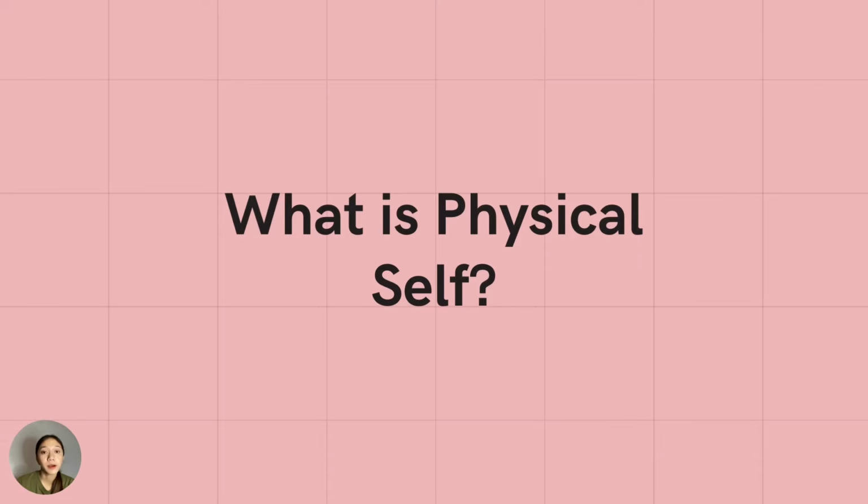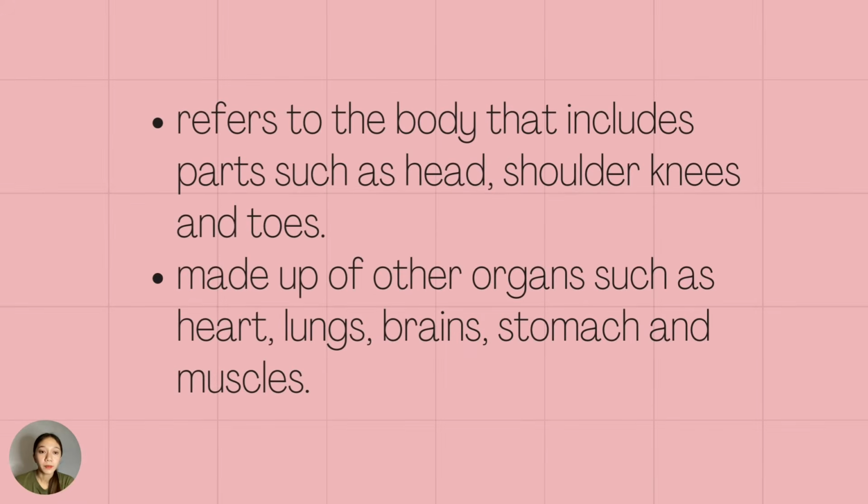But first, let us define the physical self. Ano nga ba yung physical self? Physical self refers to the body that includes parts such as head, shoulders, knees, and toes, while also being made up of other organs such as heart, lungs, brain, stomach, and muscle.